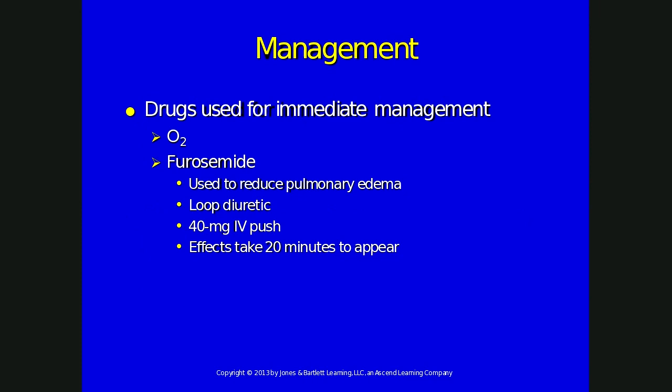Immediately when you have a CHF patient, you're going to give them some oxygen. Remember, we want to titrate that oxygen. Not everybody gets high flow O2. We want to make sure we maintain an oxygen around 94%. So whether that's with 2 liters nasal cannula or with a non-rebreather, you make that determination.